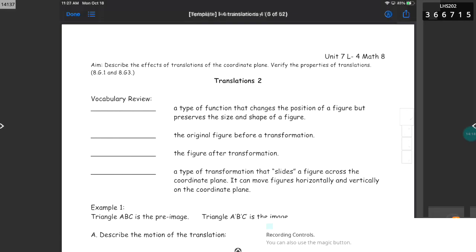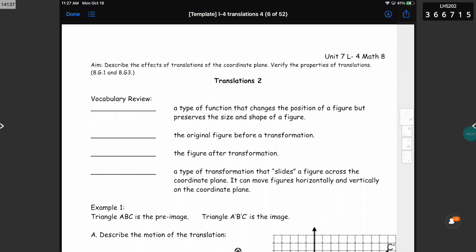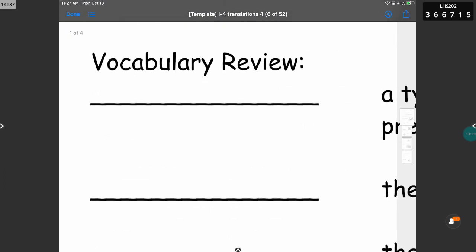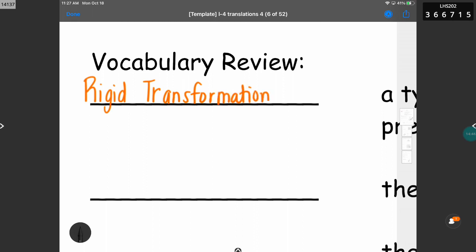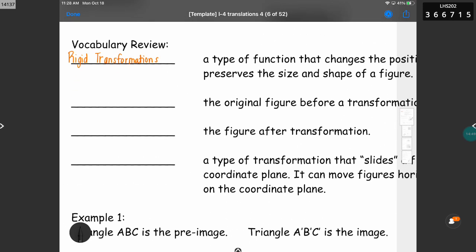A transformation that changes the position of a figure but preserves the size and the shape of the figure is a rigid transformation. Why wouldn't that just be a translation? Because it's also a rotation and a reflection. It does preserve the size and the shape.